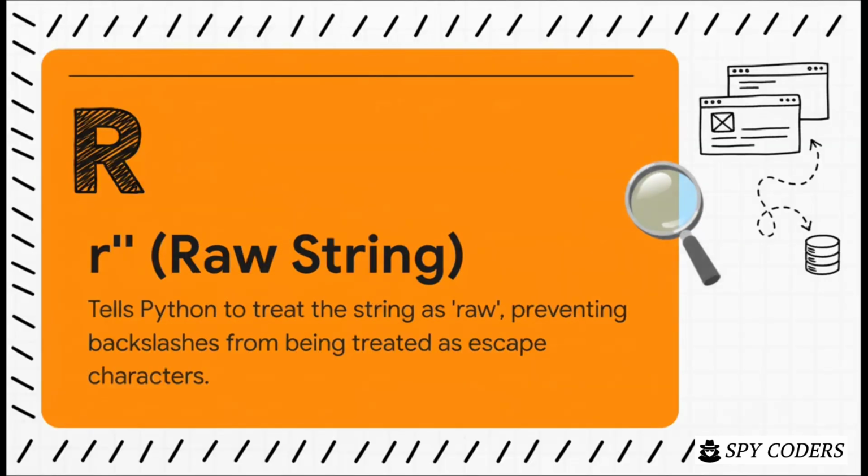First up, see that little R right at the beginning? That just tells Python to treat this as a raw string. It's a simple little instruction that basically says, hey, don't try to be clever with any backslashes in here, just treat them as they are. It helps avoid a lot of confusion.